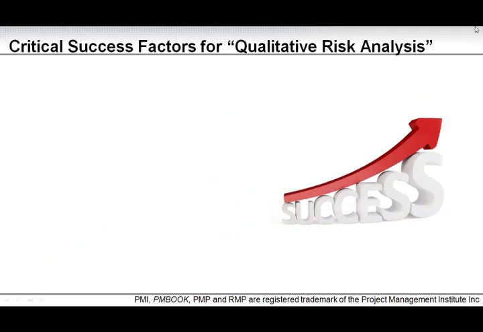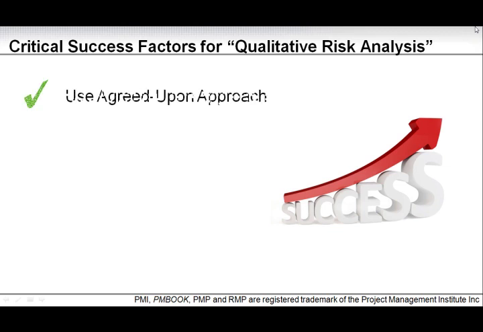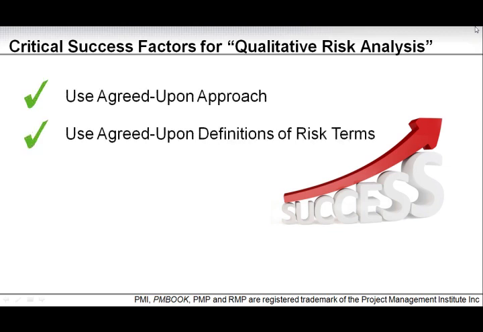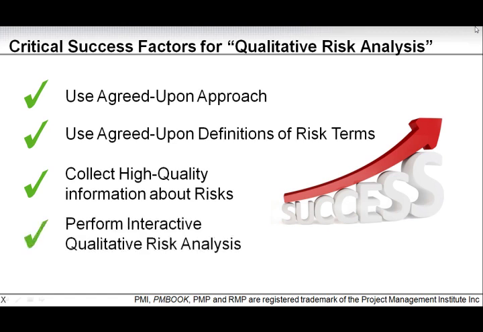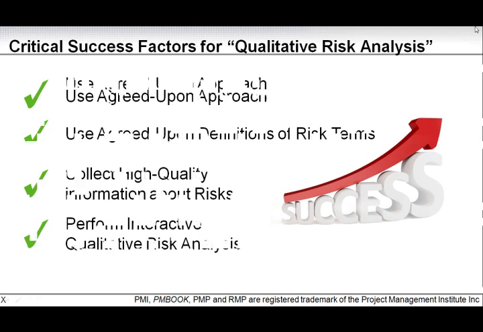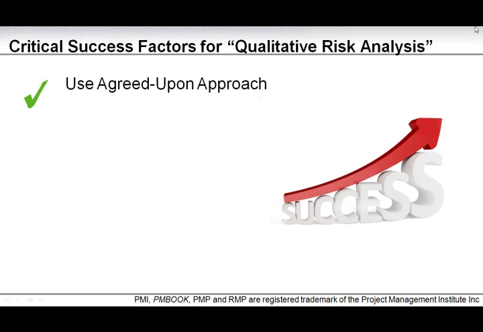So the critical success factors for the qualitative risk analysis are: use an agreed upon approach, use agreed upon definitions of risk terms, and collect high quality information about risks. And lastly, perform iterative qualitative risk analysis. So these are the four critical success factors. Let's look at them one by one.